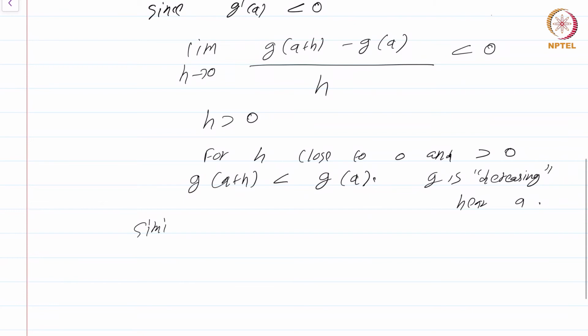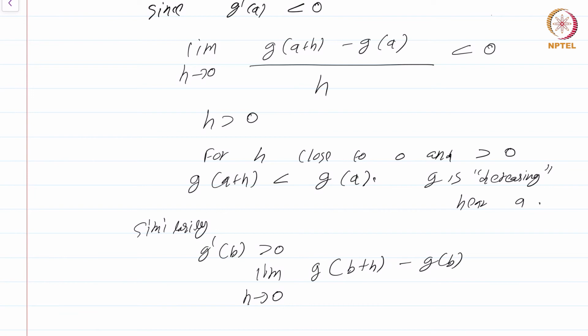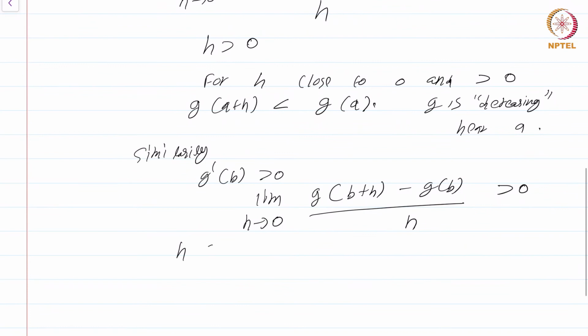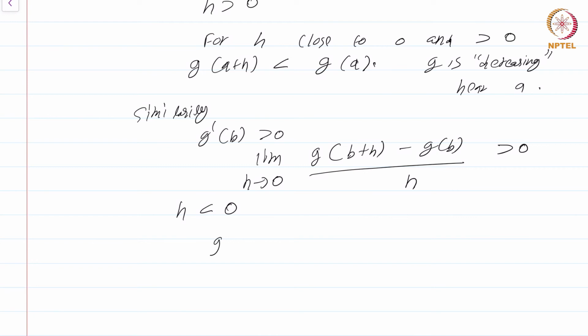Similarly, g prime of b is greater than 0. So that means the limit as h goes to 0 of (g of b plus h minus g of b) divided by h is greater than 0, right? But here h has to be negative, simply because we are at the right endpoint. So this will show that g of b minus g of b plus h is greater than 0, or in other words, g of b is greater than g of b plus h.